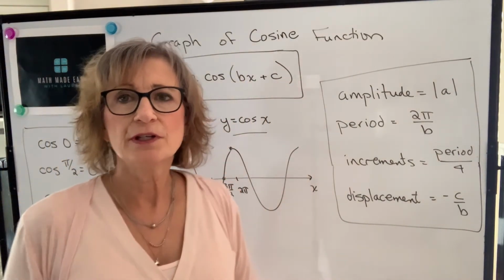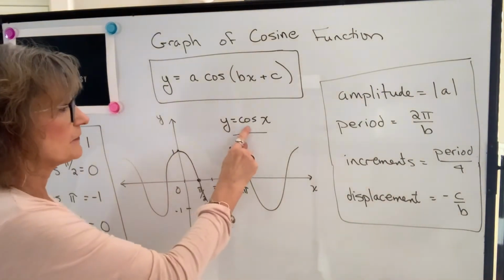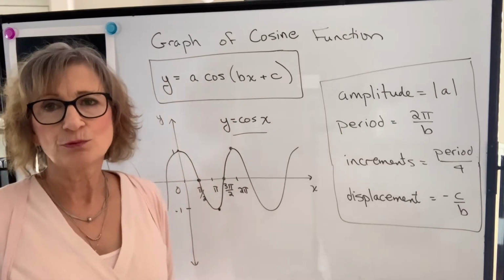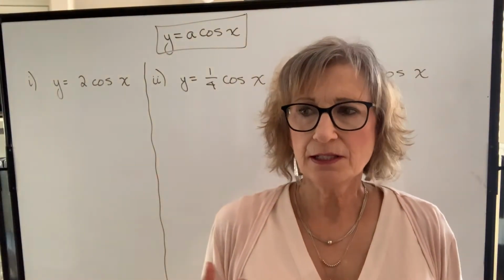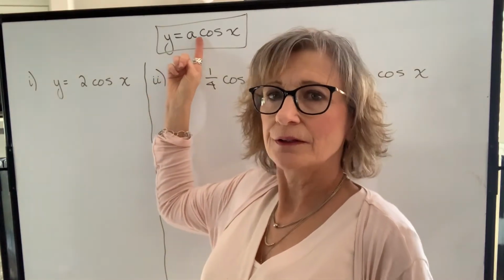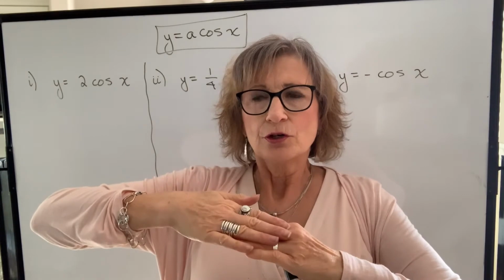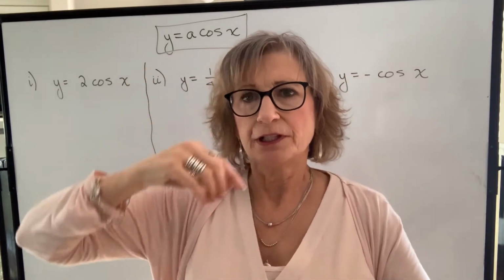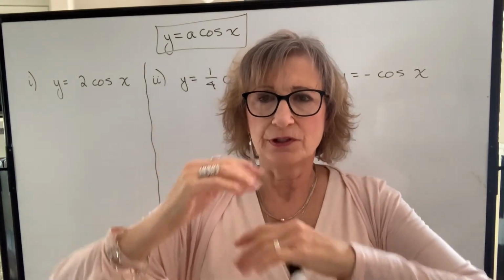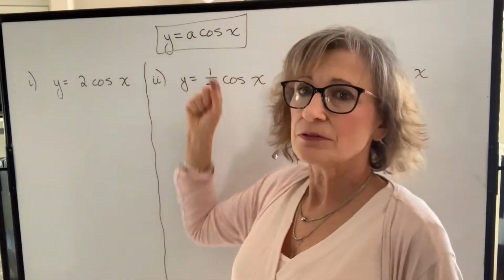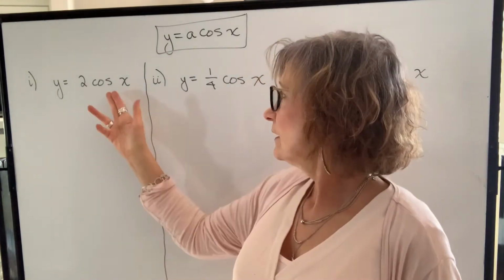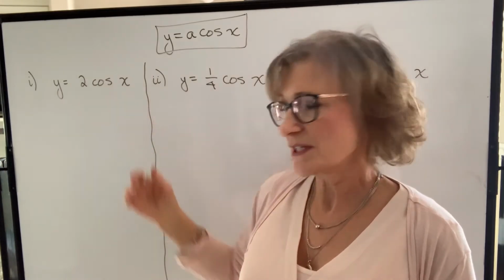So what I want to start with is graphs of cos of x where we have a value of a not equal to 1. We learned in the sine function videos that if a is greater than 1, your graph will be stretched vertically. If it's less than 1 but greater than 0, it will be shrunk vertically. And if it's negative, it will flip over the x-axis. Same thing is true for the cos function, and I'll just illustrate that with some examples.